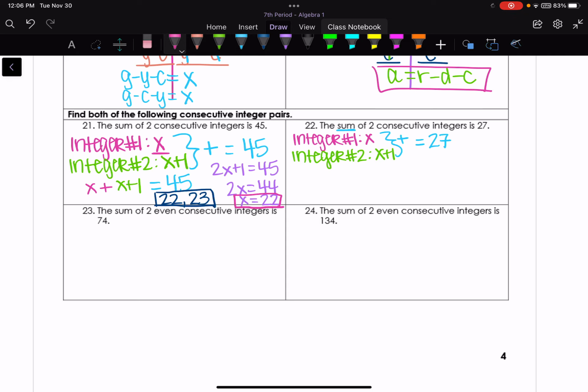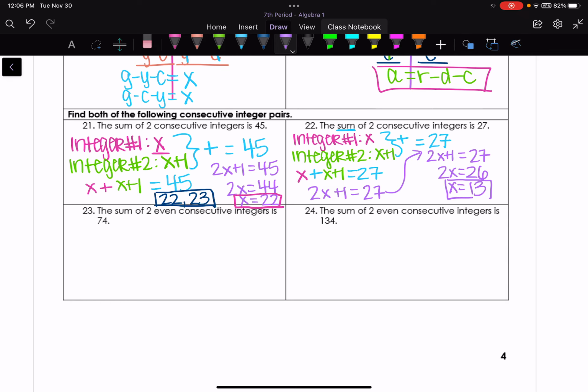So if I write this as an equation, I would have x plus, because it tells me sum, x plus 1, and it's going to be equal to 27. So now I combine my like terms, and I get 2x plus 1 equals 27. And I'm going to show that up here. So I've got 2x plus 1 equals 27. I'm going to subtract 1 from both sides, giving me 2x equals 26. And then I divide by 2, so I get x equals 13.